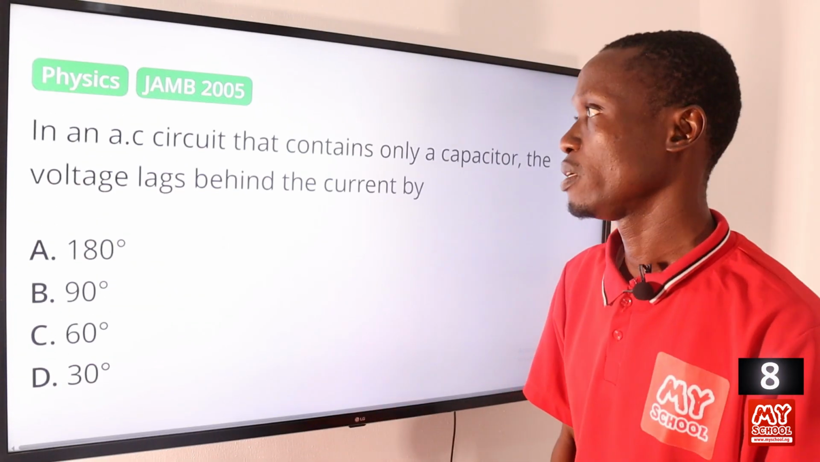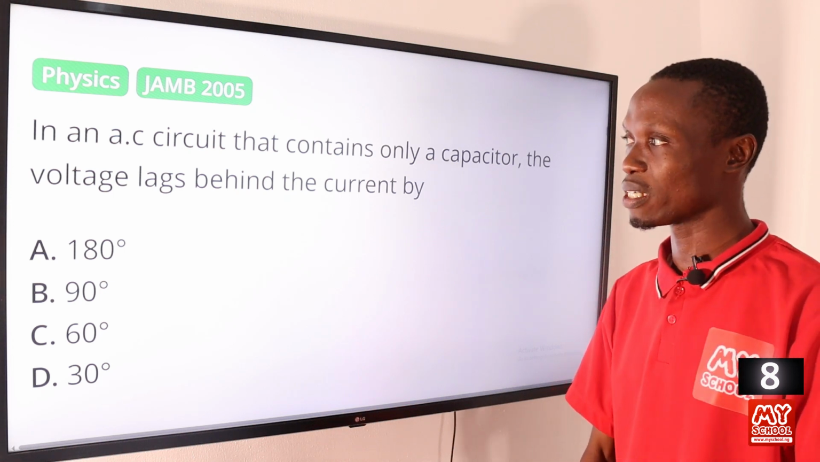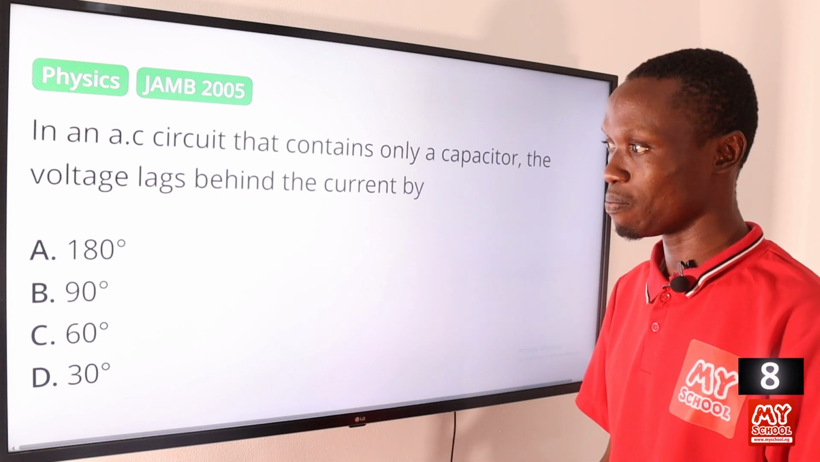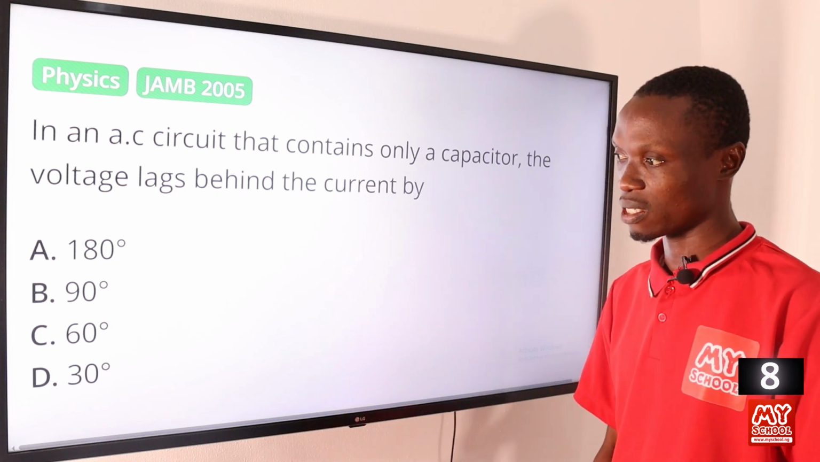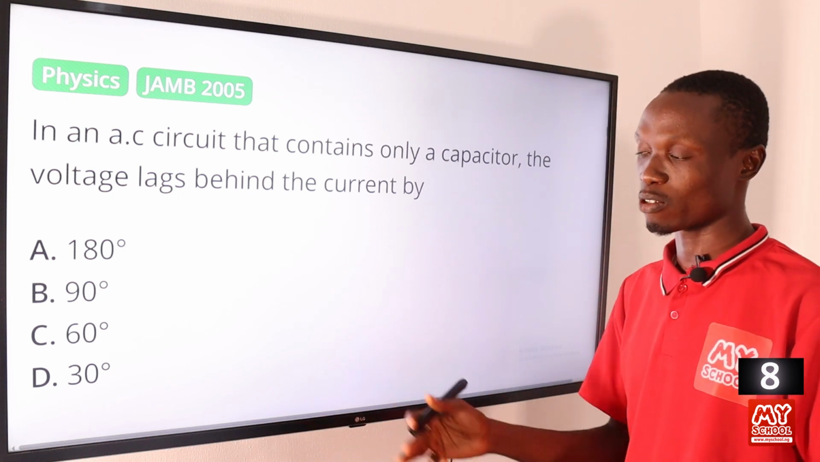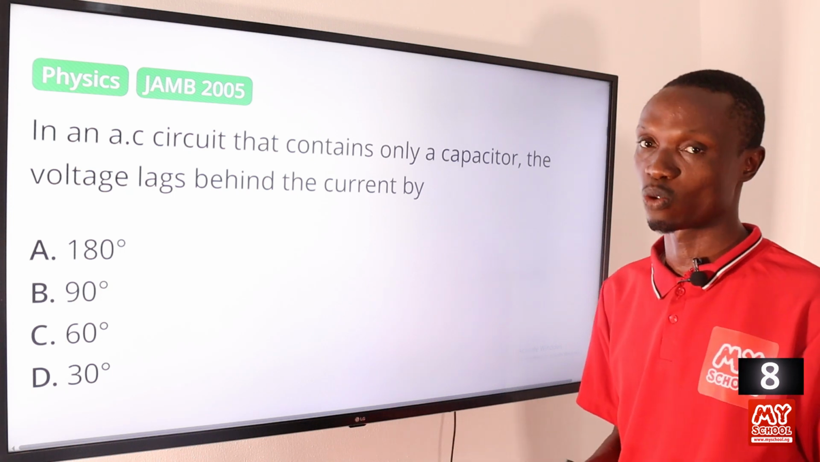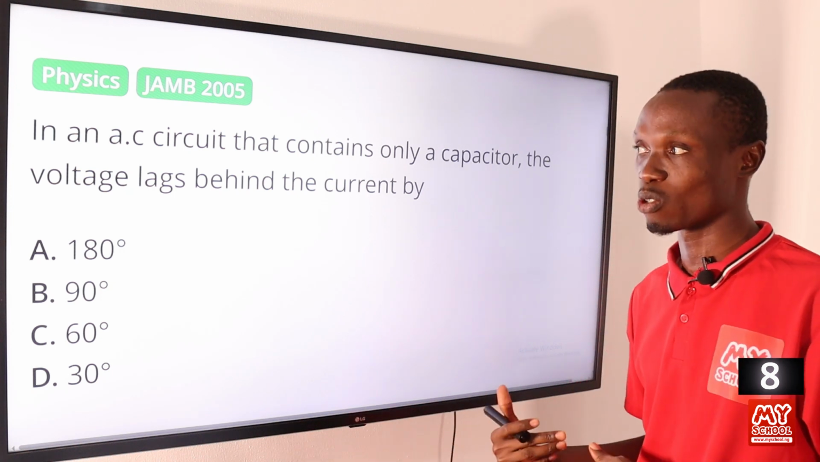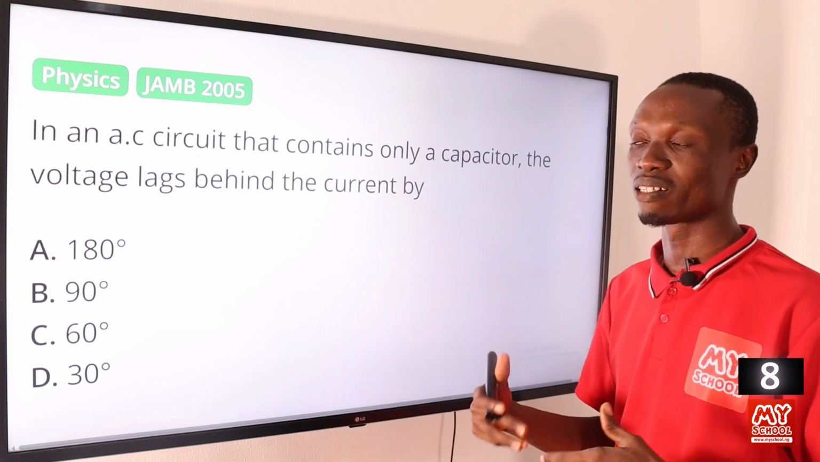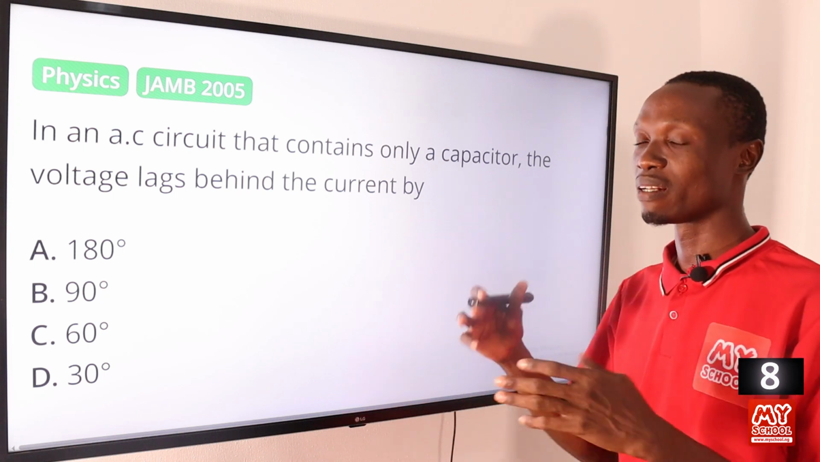Question 8. In an AC circuit that contains only a capacitor, the voltage lags behind the current by A, 180 degrees, B, 90 degrees, C, 60 degrees, and D, 30 degrees. So the answer to this question is option B, 90 degrees. So in an AC circuit that contains only a capacitor, the voltage actually lags behind the current by 90 degrees. Or you can say that the current leads the voltage by 90 degrees.